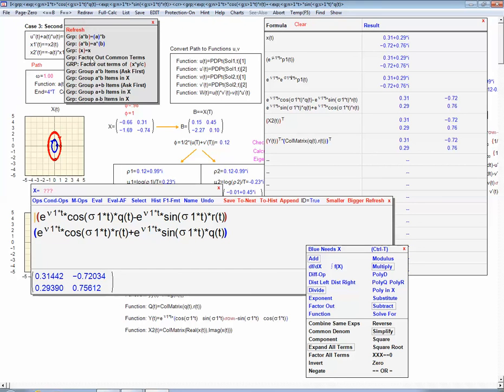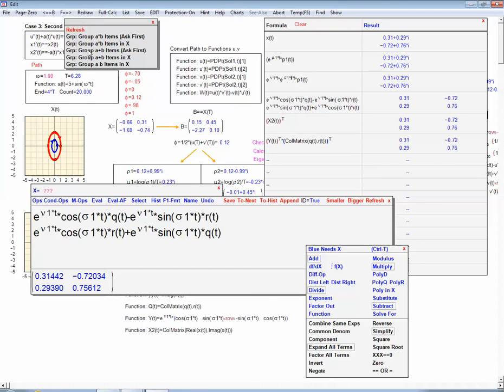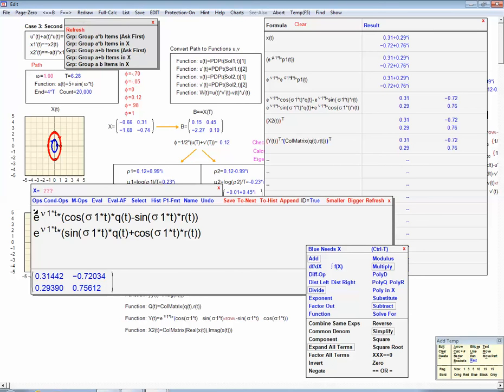And now I don't need my groupers anymore, so let's get rid of those. And let me do a simplify and see what that brings out here. Okay, well, I want to do a factor all terms, and that pulls E nu1 out. And now look at the inside. This here is what I have up here.